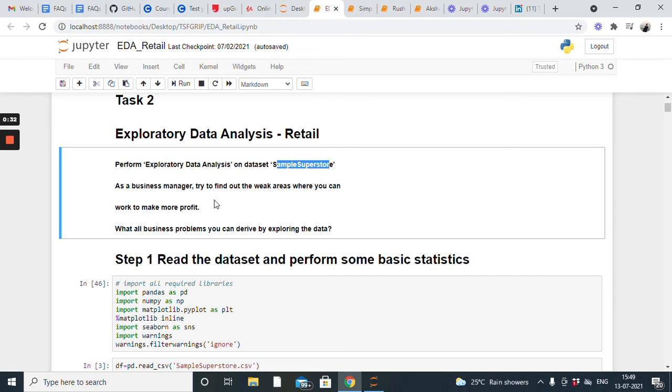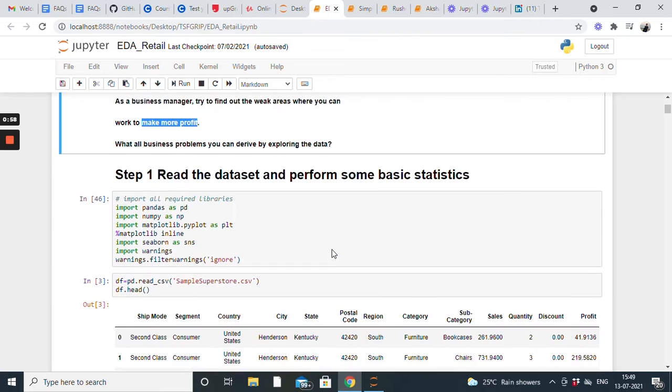SampleSuperstore. The business problem is that, as a business manager, we try to find out what the weak areas are where we have to work to make more profit. What are the areas that bring you more profit, and what business problems can you derive by exploring the data? So let's go step by step.